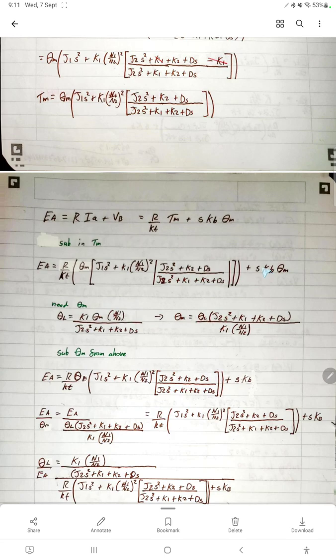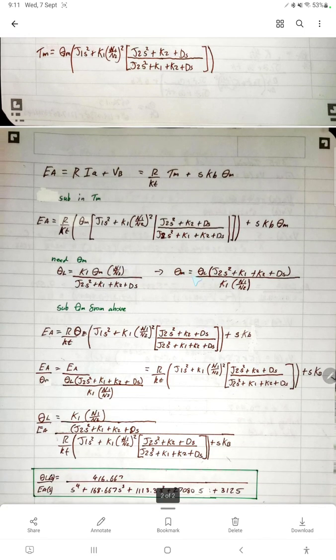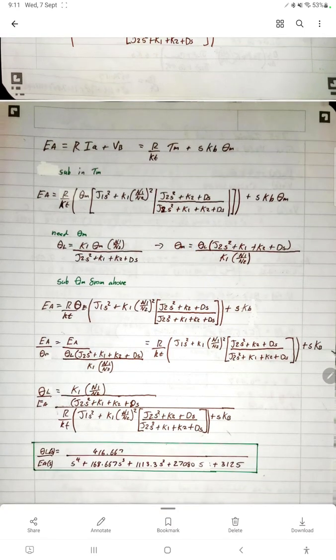We want to reintroduce theta L, so we take equation 2, this one here, and rearrange it for theta M. Before it's convenient to substitute that back in, we take theta M in this equation here, divide it, and take it to the other side of the equation. Substitute theta M in here, which leaves us with EA over theta L equals the rest of the equation.